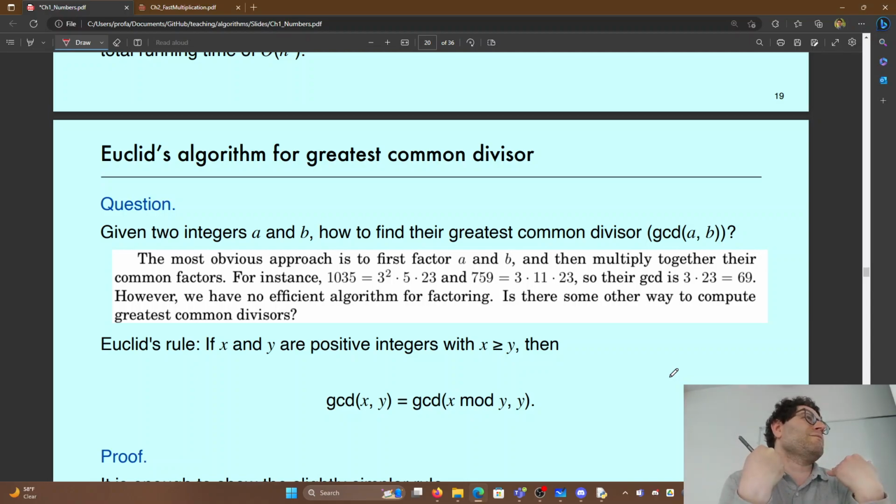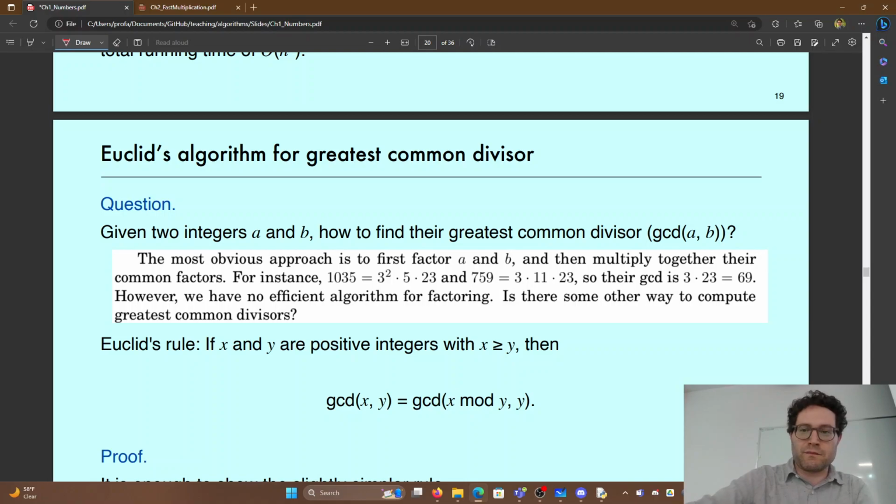When I was learning it between 4th and 10th grade, it was the greatest common denominator, and at some point it became the greatest common divisor. It's the same thing, what it comes down to. Basically, the biggest number that divides both these things. So now, here's the thing.